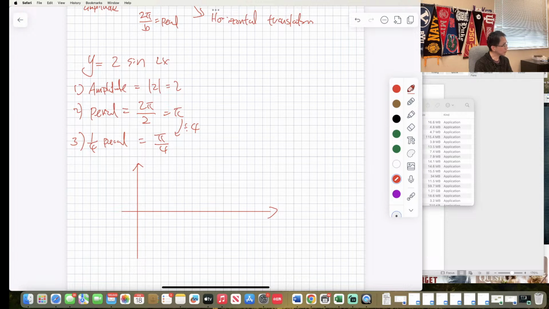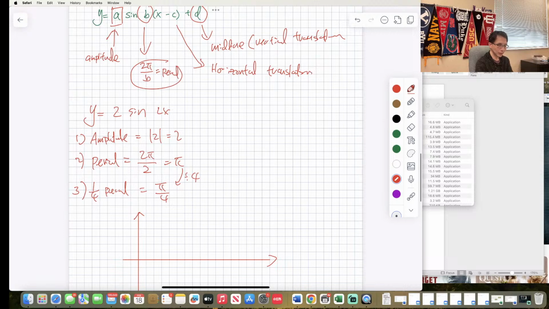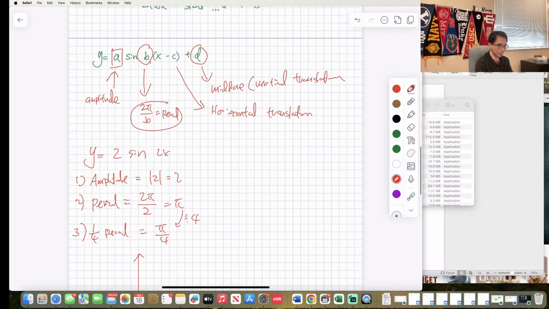Why is the period pi? Because it's always 2 pi over b. In this case, b is 2. See, this is 2, because this is b. So it's always 2 pi over b, because the period for sine is 2 pi. But since b gives you a horizontal compression, you're going to compress this way. It's going to increase the frequency.